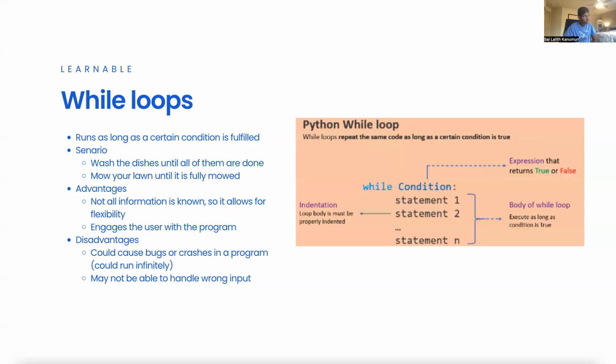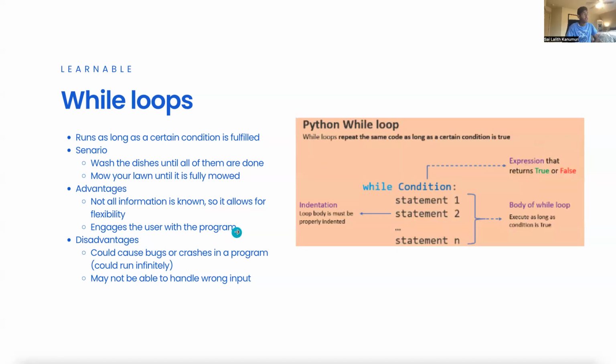So the advantage of this is that you use while statements when you don't know how many times you have to do it. For example, if you don't know how many dishes you need to do, the while loop is an amazing way to fulfill the dishes without knowing how many to do. Because you say while the dishes still need to be washed, keep washing the dishes. So it's a big advantage that if information is not known, it allows for flexibility. And it's also more known to engage the user with the program.